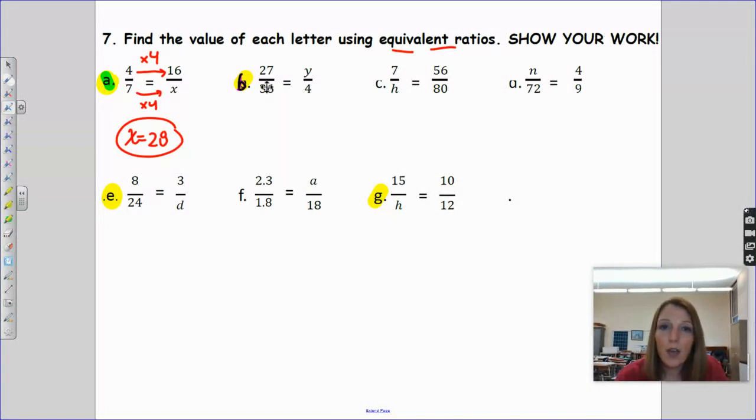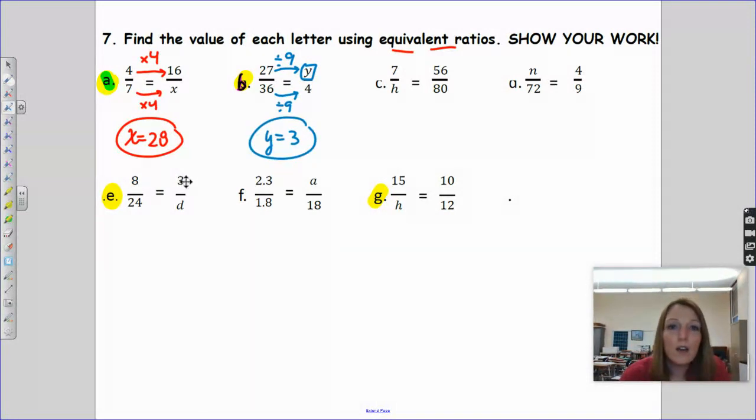So I have to look at what I could do to 36 to get 4, and it has to be multiplication or division. So for my math facts, I know that 9 times 4 is 36, so that if I divide 36 by 9, I'll get 4, but then to make an equivalent ratio, I also have to do the same exact thing to the numerator, divide by 9. So 27 divided by 9 is 3. So the value of y has to be 3.